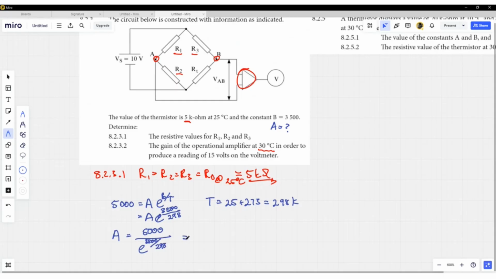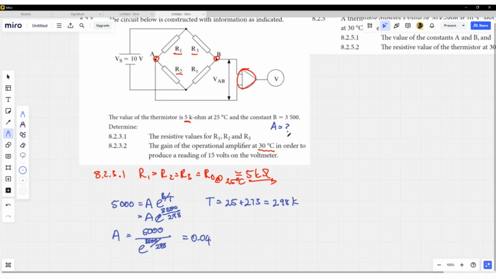Give me a few seconds to calculate this. That is e to the power of 3,500 divided by 298. And that should give you an A value here of, so if we round it, 0.04. Okay, so we can work with that.